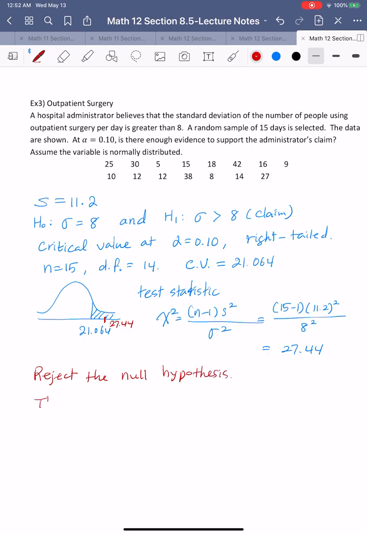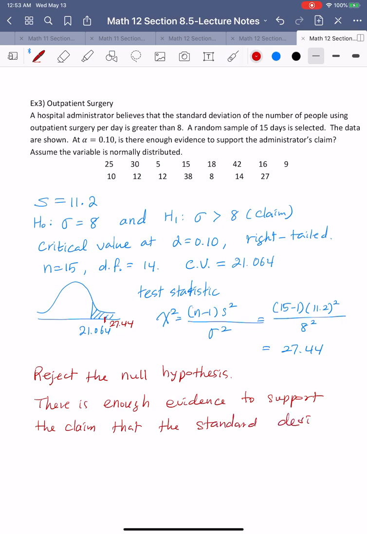So that means there is enough evidence to support the claim that the standard deviation is greater than 8.